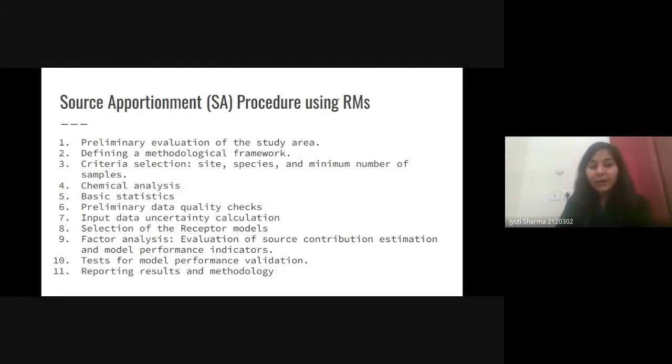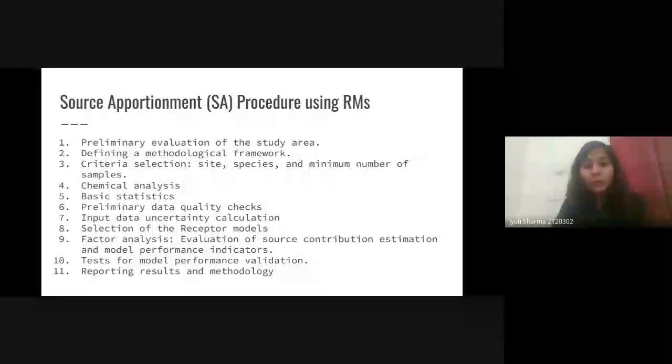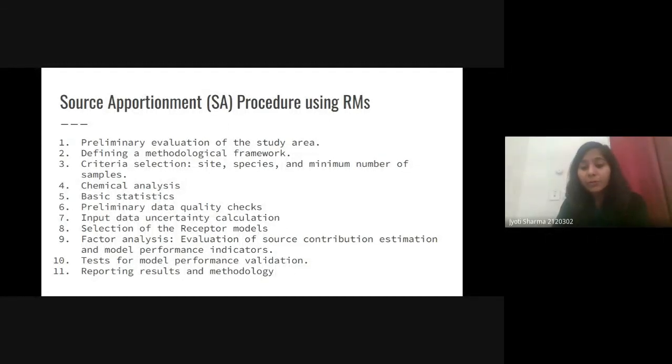Then you will define a methodological framework. You must keep in mind what the objective is, what you want to know. For example, if you want to know the contribution of particulate matter only, then your objective is to identify the source of particulate matter, not of carbon monoxide, not of sulfur dioxide. So your methodology should be clear. You will work only for particulate matter. Why confuse yourself with different gases? So your methodology must be clear.